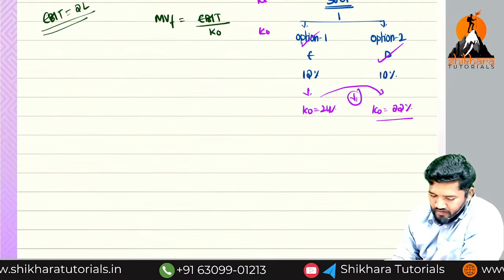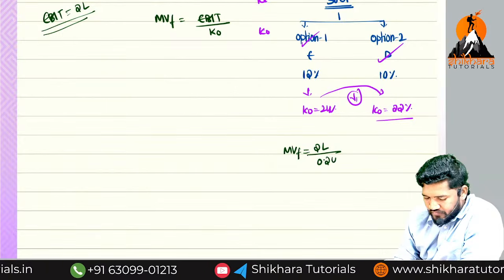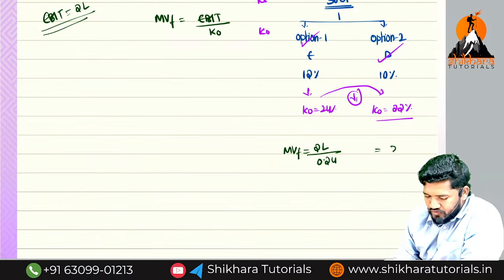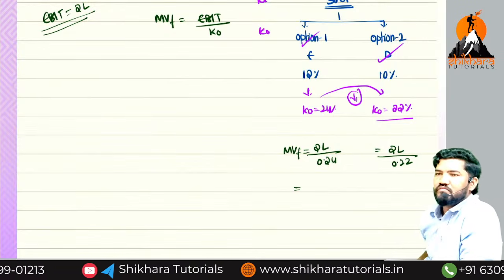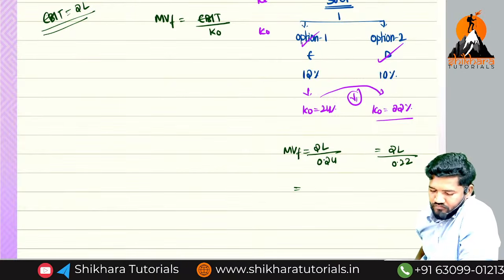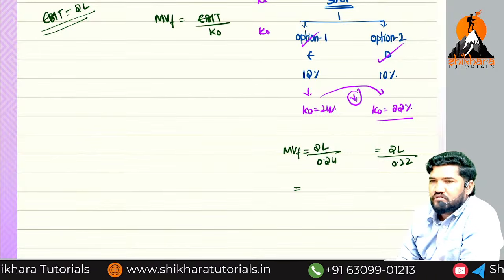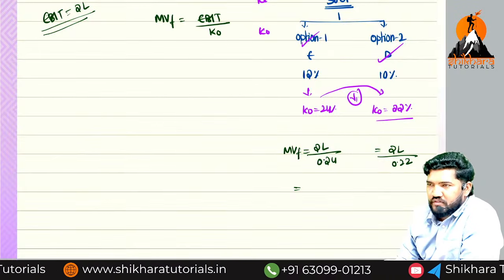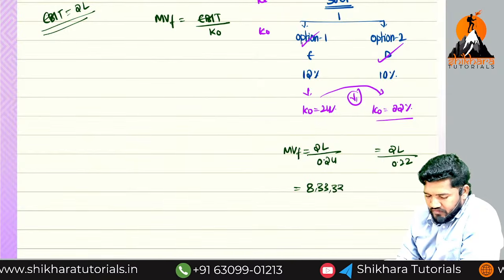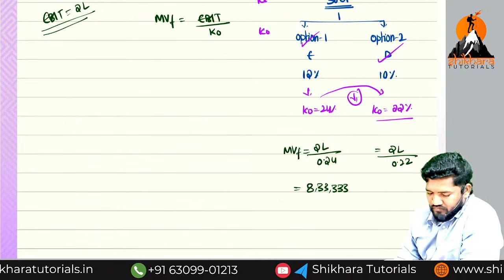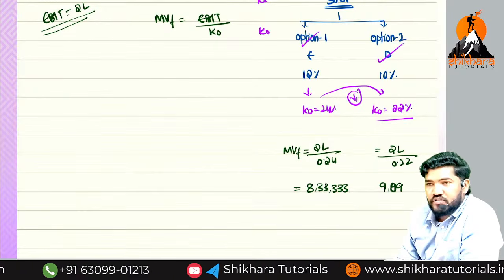Now, for example, EBIT equals 2 lakhs. Please calculate market value of the firm as per option 1: 2 lakh divided by 0.24. As per option 2, 2 lakh divided by 0.22. What is it? Option 1, 8 lakh 33,000. Okay. What about option 2? 9 lakh 0909, 90909.